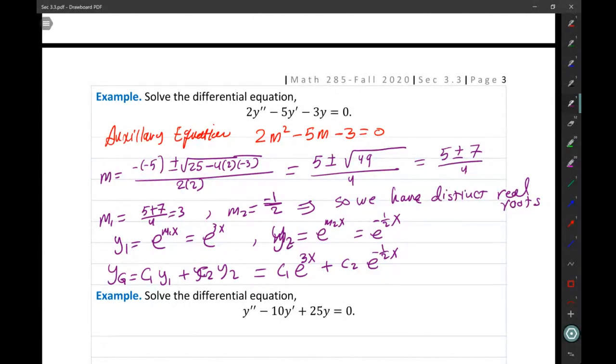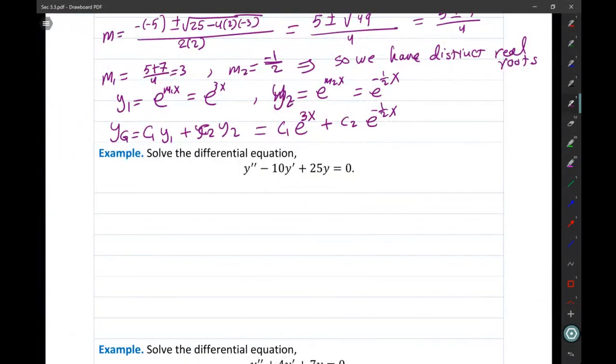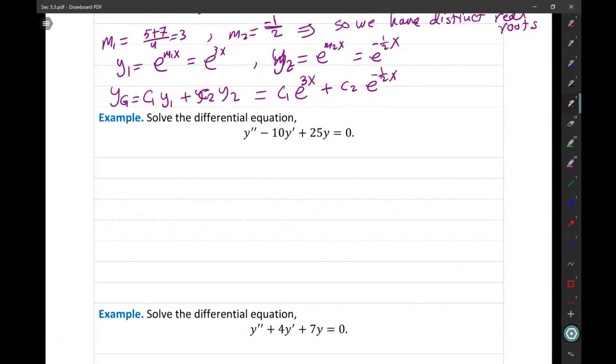It is very simple, very straightforward. Any question? Any question for this example? Okay, let's see the next example.